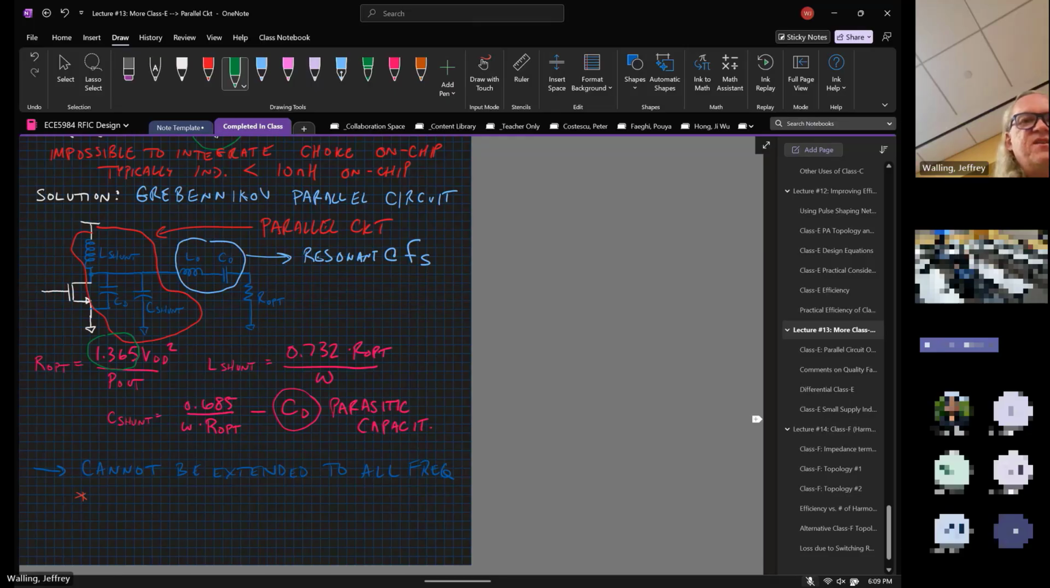All right, now this can't be extended to all frequencies, because every practical device does have some drain capacitance, and that's ultimately going to set the limit on what size we can make C shunt. If the drain capacitance is bigger than we want C shunt to be, then we can't have this network formulation.